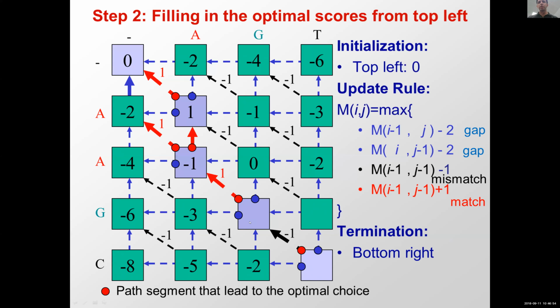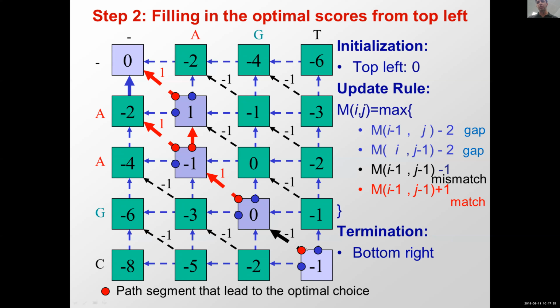To fill in this entry here, we can choose between -1 plus 1, or 0 -2, or -3 -2, so -5 -2 or 0. So we choose 0, and then over here, again, we have a choice between -1 -2, which gives us -3, 0 -1, which gives us -1, -2 -2, which gives us -4. So the optimal score is the score of -1.